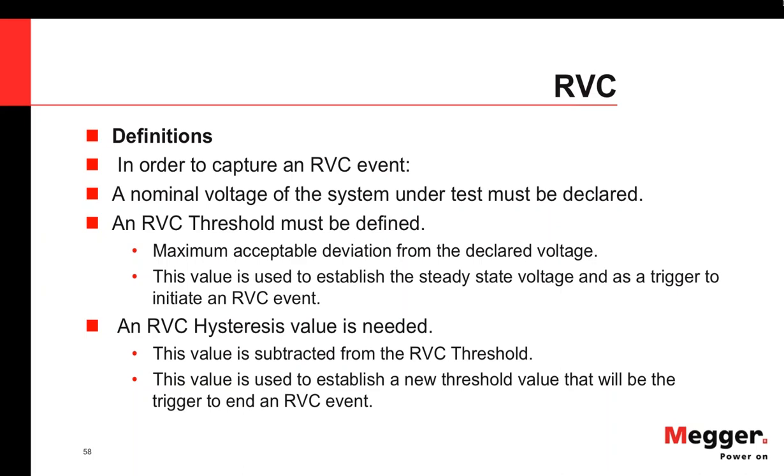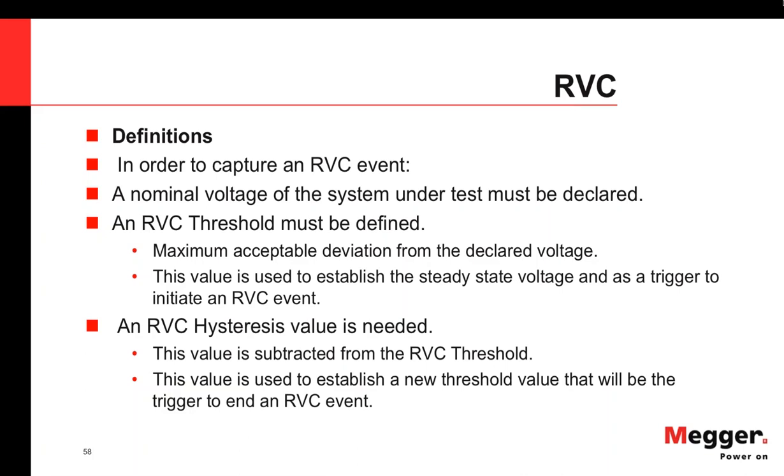Now, how do I capture rapid voltage change events? Well, in order to capture a rapid voltage change event, we first need a nominal voltage, or the declared voltage. Then a threshold is defined. Typically that threshold is about 3%. Now, we also have to look at a hysteresis value for this as well. The threshold, like I said, must be set at 3%, or that's the rough approximation of where it is.